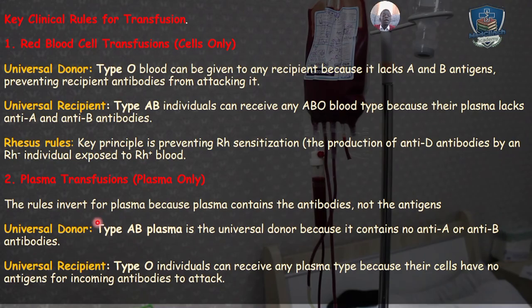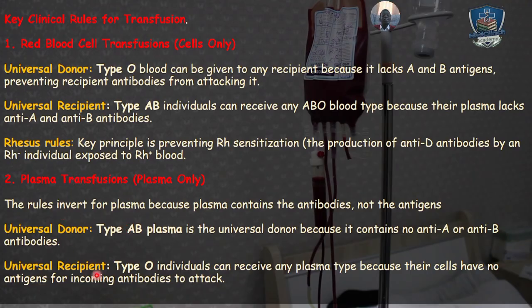On the other hand, the universal recipient is type O. Why? Because type O doesn't have an antigen, so they can receive any plasma. Even when the plasma contains antibodies, they will not have an antigen to react with. So blood type O is the universal recipient when it comes to plasma transfusion, and blood type AB is termed the universal donor when it comes to plasma transfusion. I hope you're together. So that's something that you have to know.